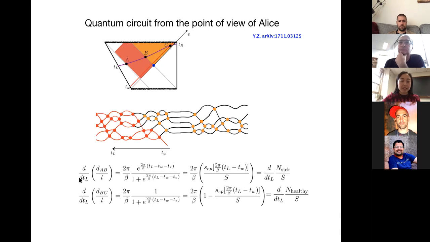You will see that the time dependence here, d of AB over dT_L, the rate of change of this AB, is the same as the rate of change of the sick gates in the epidemic model. The rate of change of BC in this orange part is the same as the rate of change of the healthy gates in the epidemic model. It's like the growth of this orange region corresponds to the growth of these healthy gates, and the growth of this red region corresponds to the growth of the sick gates in the epidemic model.